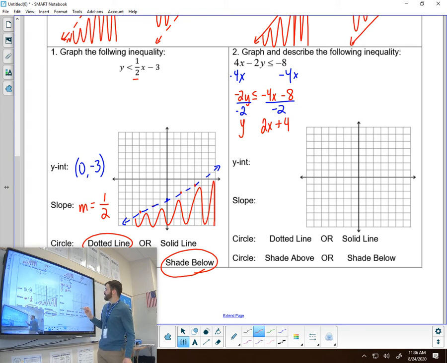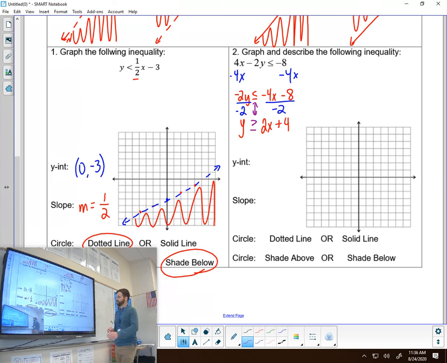Okay, so we're going to have y is, but wait, cannot forget this. I've been trying to tell it to you every single day for all of this, but if you divide both sides by a negative number, you must flip this sign, right? So it's going to be greater than or equal to 2x plus 4.